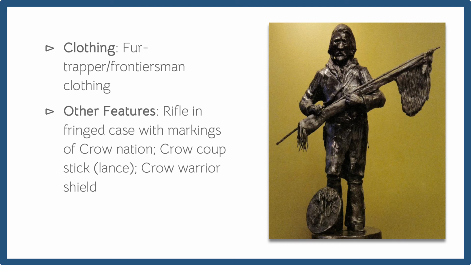Now, let's think about what's shown in the portrait. How is the subject dressed? He's dressed in fur trapper or frontiersman clothing. What, besides the subject, is shown in the sculpture? Beckworth is holding a rifle in a fringe case with markings of the Crow Nation. With the rifle, he also holds a Crow coup stick, or lance, which was a weapon used by Crow tribe members in a battle. And at his feet is a Crow warrior shield.